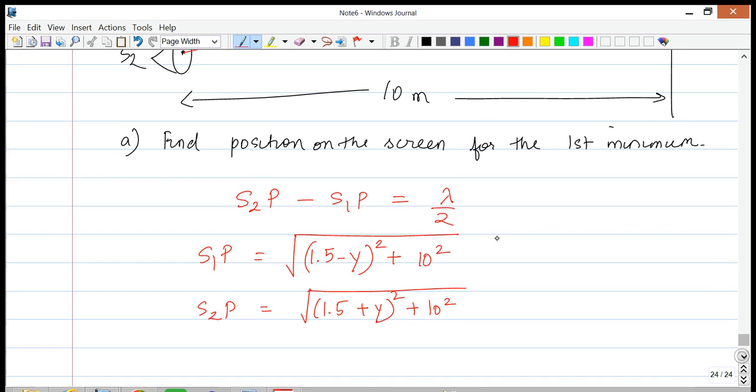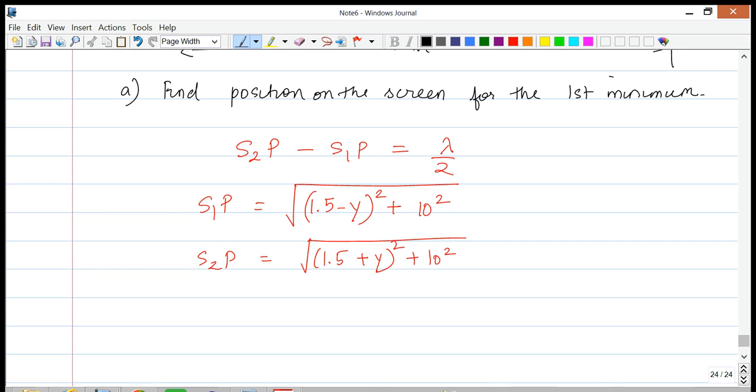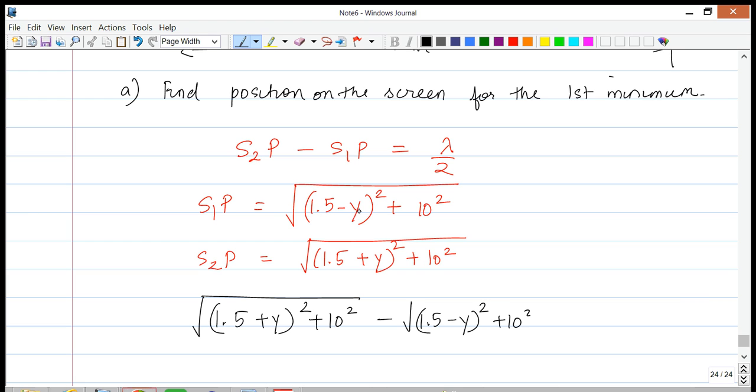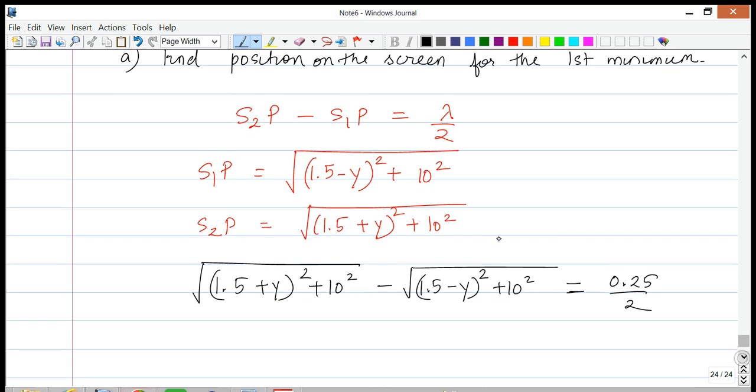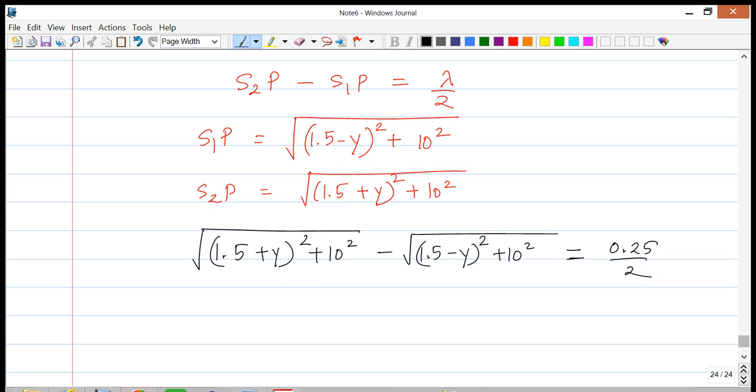And we already know what lambda is in the problem. It's 0.25. So what we know is that the square root of (1.5 plus y) squared plus 10 squared, minus the square root of (1.5 minus y) squared plus 10 squared, is equal to 0.25 divided by 2. So we need to solve this equation. If we solve this equation, life is good. We understand everything. We'll be able to obtain a result.